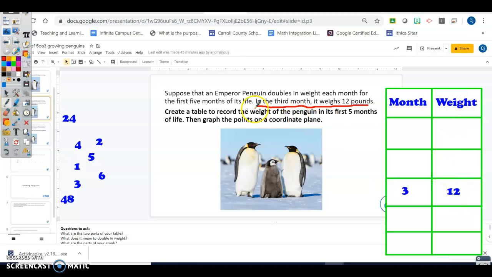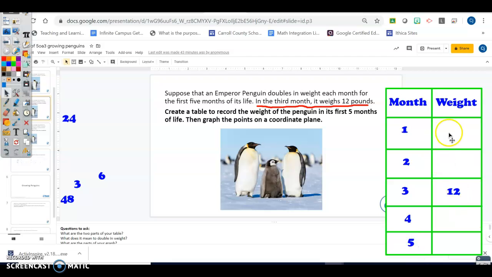Now, they already gave us a hint. They said that the weight of the penguin doubles each month. So what that would mean is, since I have 5 months, I could label each of my x coordinates, or each month. So I can go ahead and put 1, then I can put 2. I already have month 3, so I'm going to put month 4. And then I'm going to put month number 5.